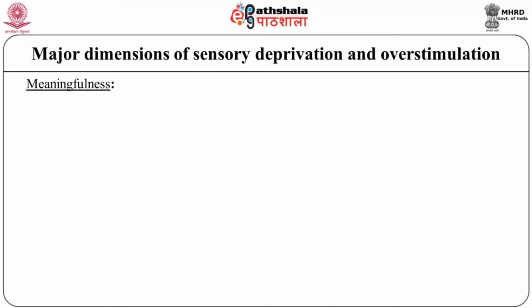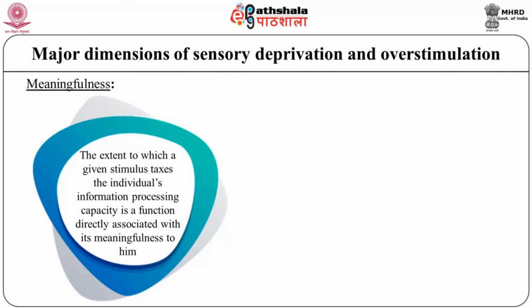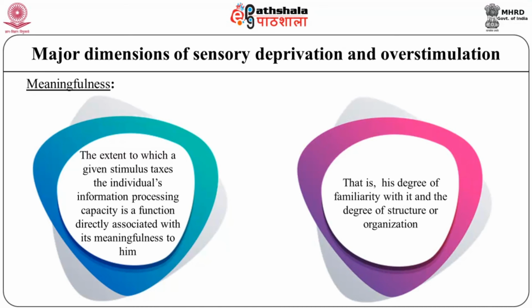The fifth point is meaningfulness. The extent to which a given stimulus taxes the individual's information processing capacity is a function directly associated with its meaningfulness to him, that is, his degree of familiarity with it and the degree of structure or organization.